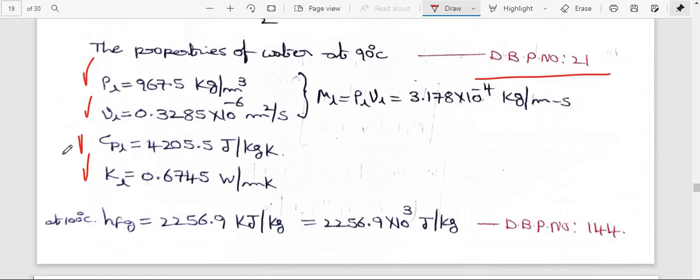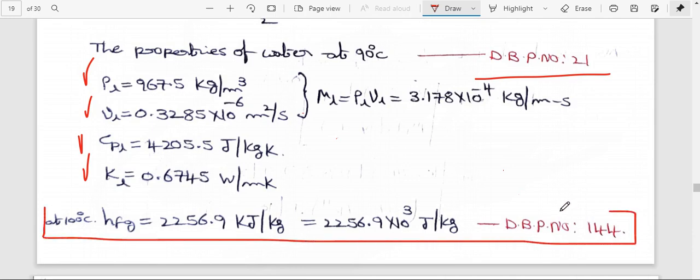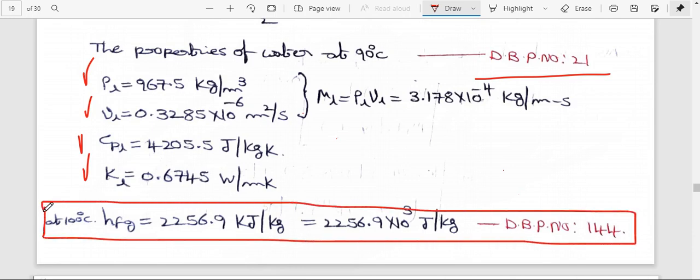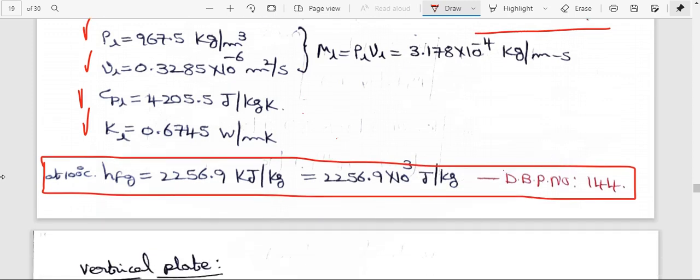After that, the HFG value. So we already know the HFG value is on data book page number 144. So in condensation and boiling, we have to take HFG values at 100 degrees centigrade, that means saturation temperature. 2256.9 into 10 power 3 joule per kg. So this value is taken from data book page number 144.